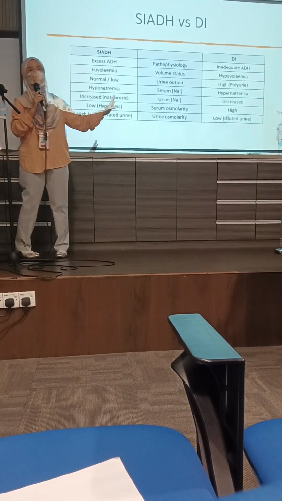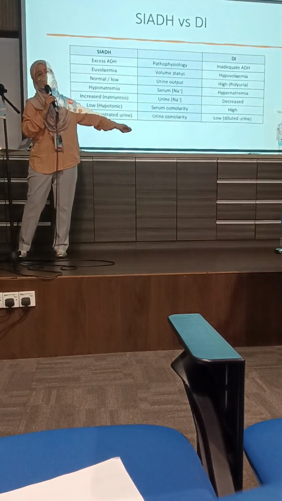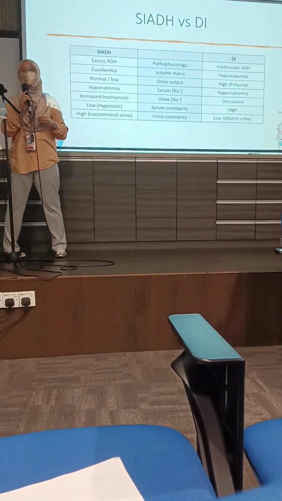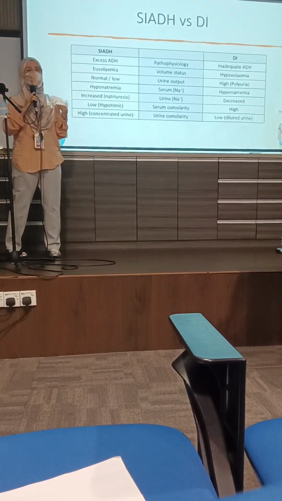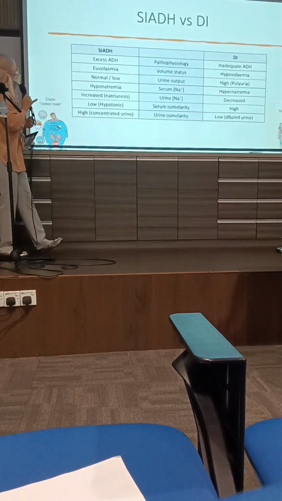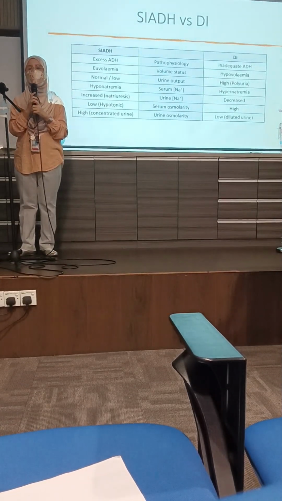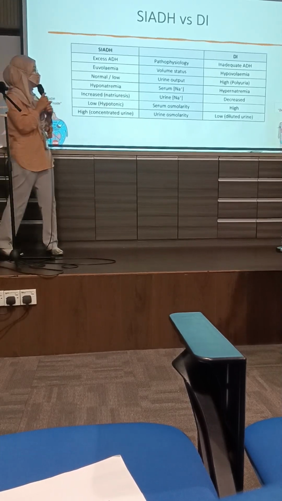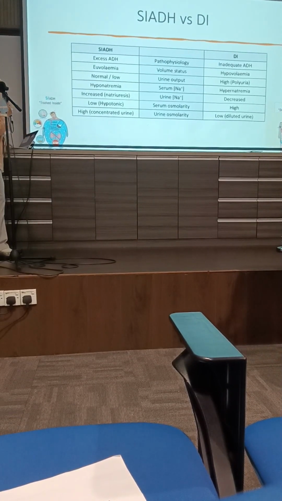So these are the differences between DI and SIADH. One is excess, one is deficient. Which one has hyponatremia? DI or SIADH? DI. Okay. Which one has higher serum osmolarity? DI. Which one will produce diluted urine? DI. Diluted urine, DI. So this is just the summary.